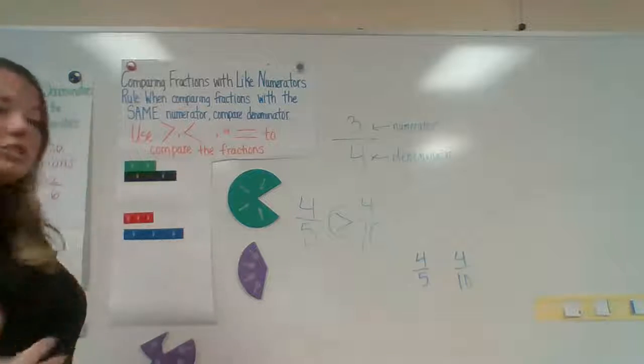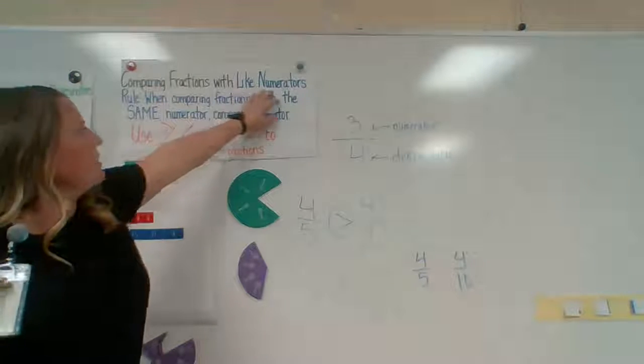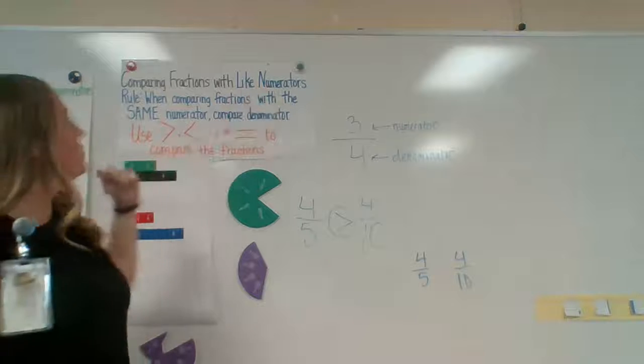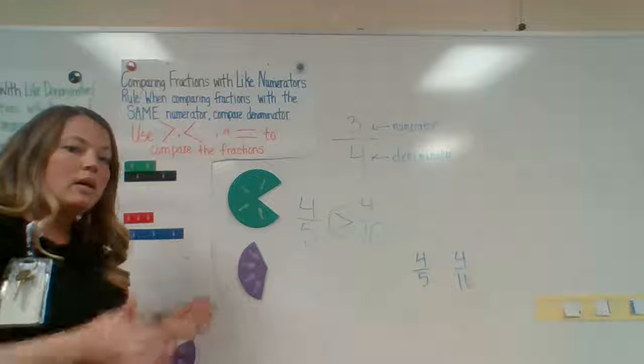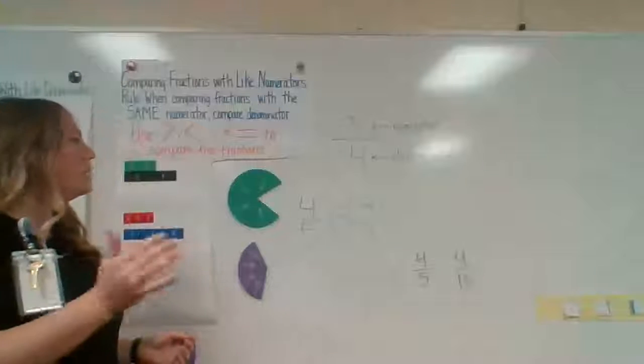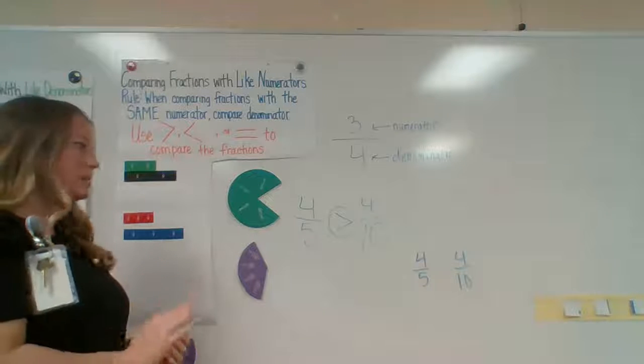So just to recap, when you're comparing fractions with like numerators, you're going to look at the denominator and think about the bigger the denominator is, the smaller each piece is, because the more you cut it up, the smaller each piece is going to get.